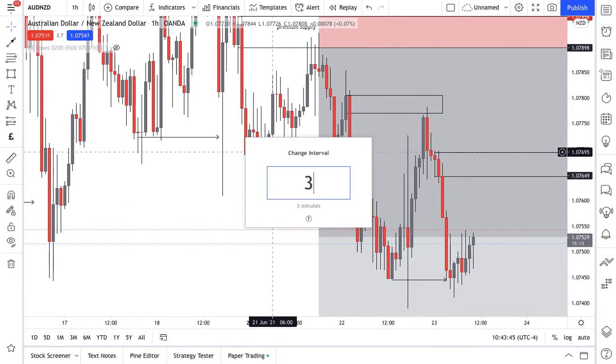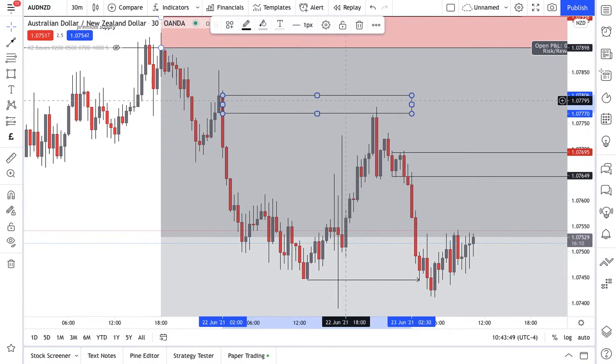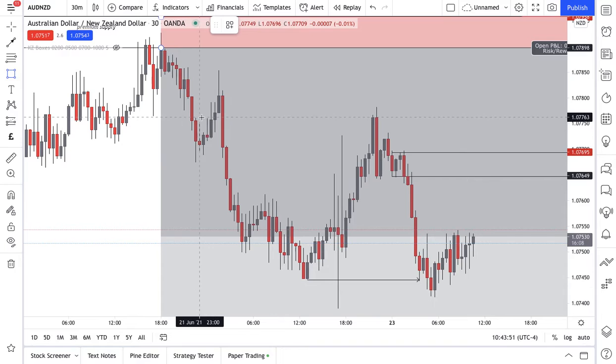Right over here. Head over to that 30-minute. What do we notice? Let me remove this order block for now. This candle and this wick, imbalance, right? The open of this candle and the wick of that candle don't meet, right? So what does that create?